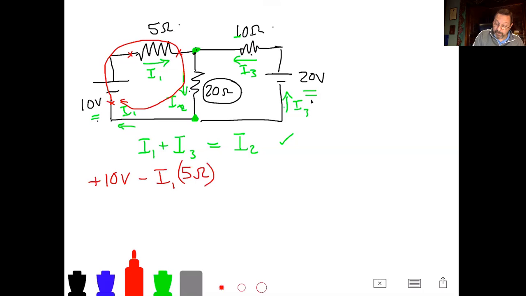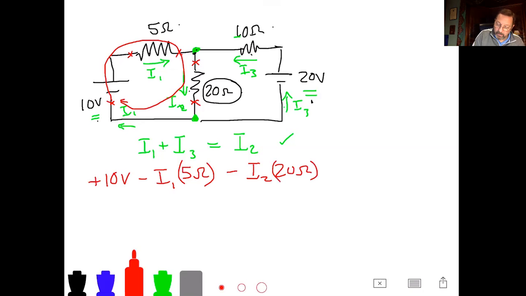Okay, and then I'm coming down through the 20 ohm resistor with I2. And again, I'm going from the high potential at the top to the low potential because that's what's driving the current. And so that's minus I2 times 20 ohms.